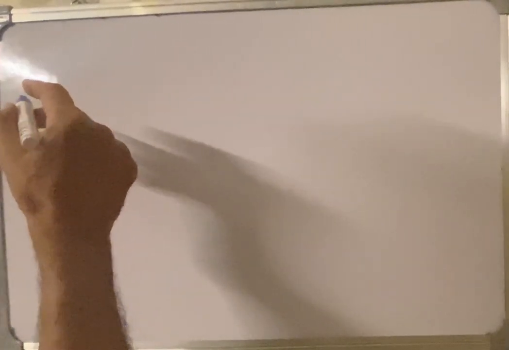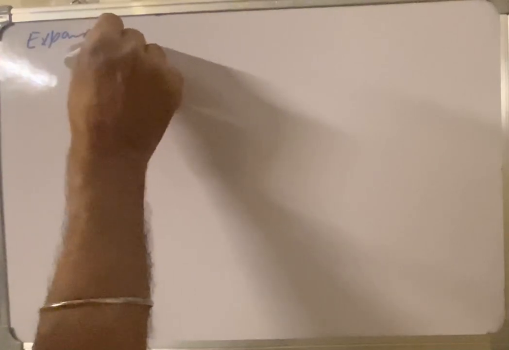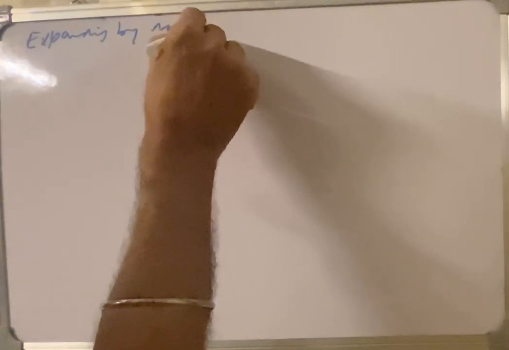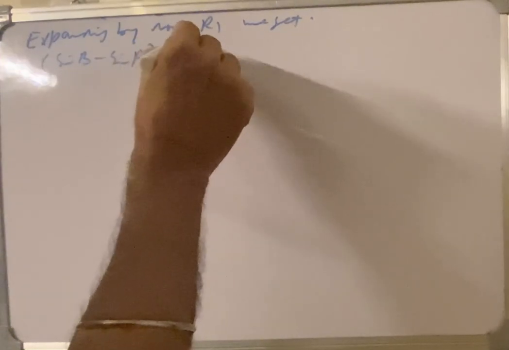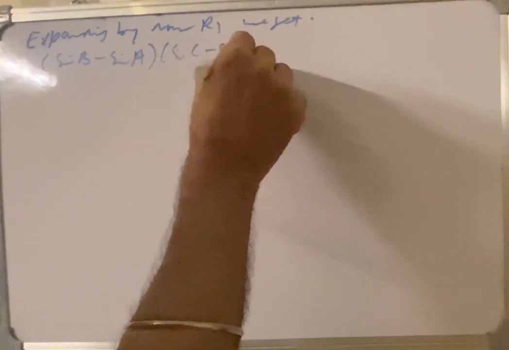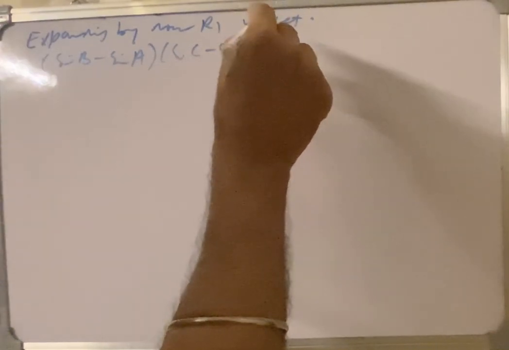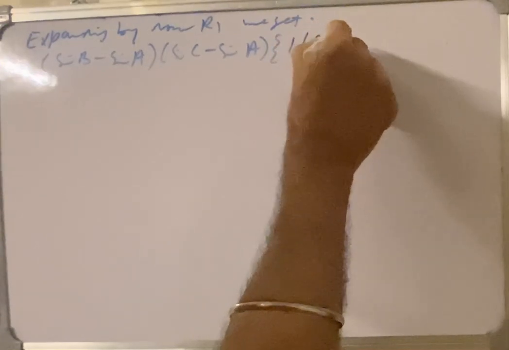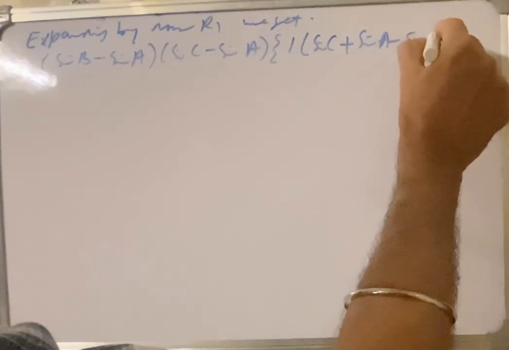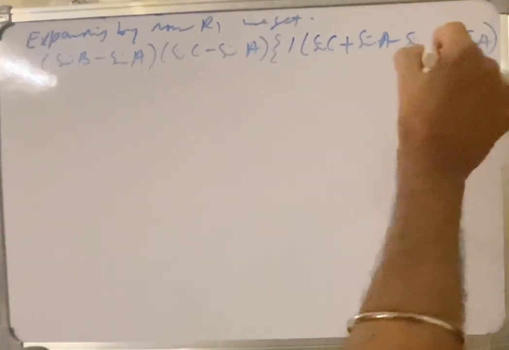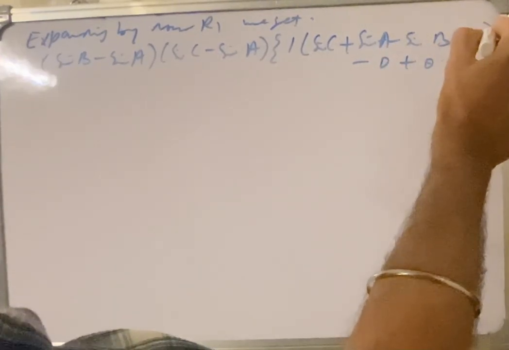Expanding by row R1, first row, we get (sin B minus sin A) into (sin C minus sin A) into 1 into ((sin C plus sin A) minus (sin B plus sin A)) minus 0 plus 0. This sin A cancelled.